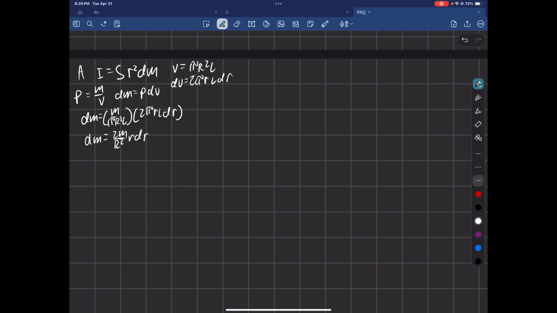Now that we have dm, we can plug it back into the integral. And for the bounds of the integral, it would be from 0 to r. Let's say this is a circle, or the cylinder. This would be at length r. We would take it from the center out.